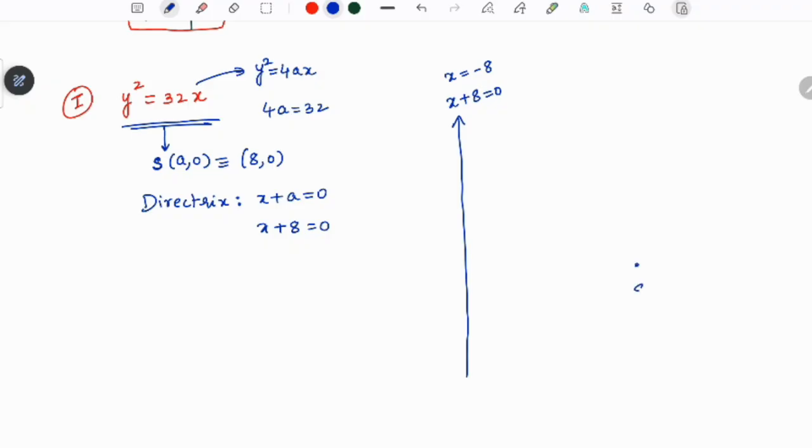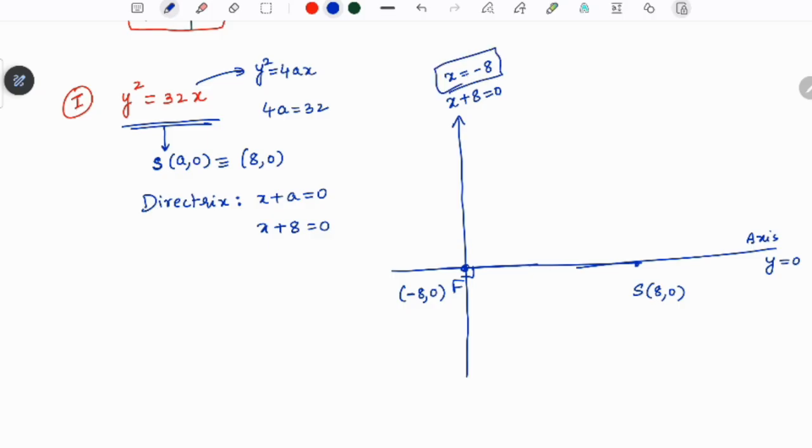Focus is 8 comma 0. The line perpendicular to the directrix and passing through the focus is the axis. What is the equation of the axis? y is equal to 0. So what is the foot of the directrix? It is the intersection of the directrix, where the x coordinate is minus 8, and the axis y is equal to 0. So minus 8 comma 0. What is the vertex? The midpoint of the focus and the foot of the directrix, that is 0 comma 0.